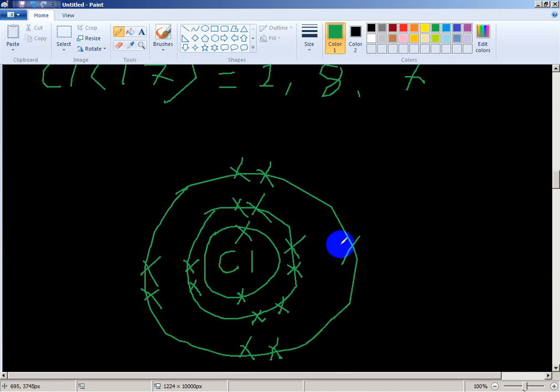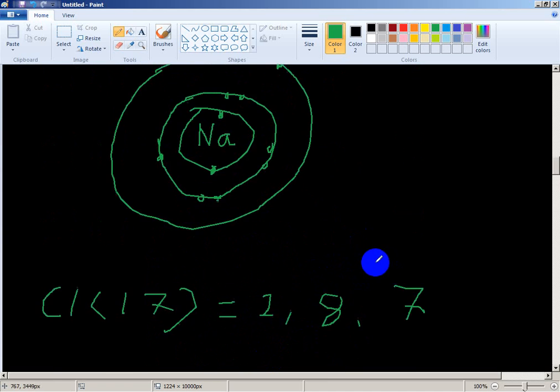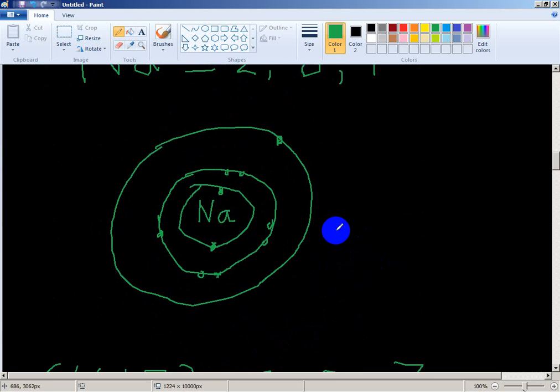Okay, chlorine has 7 electrons in the outermost shell, and sodium has 1 electron in the outermost shell. How can it gain an octet? Losing an electron or gaining an electron? Which one is easier for sodium?